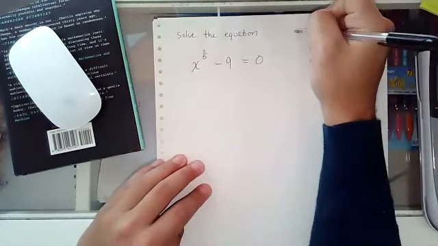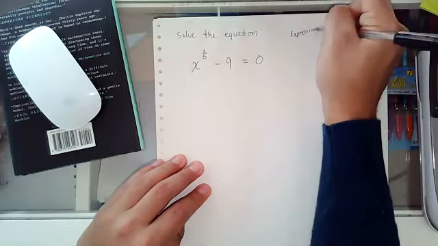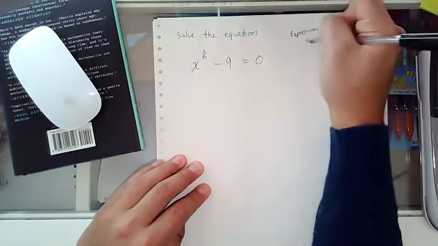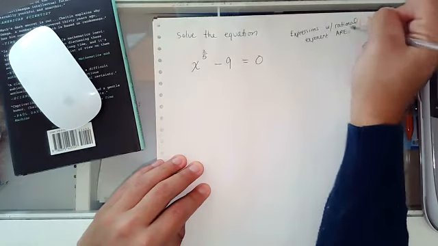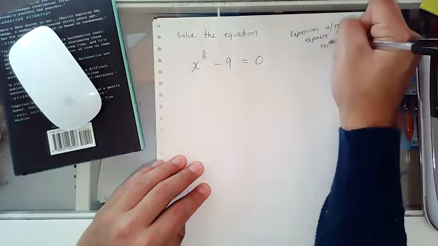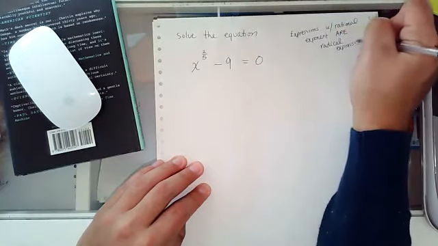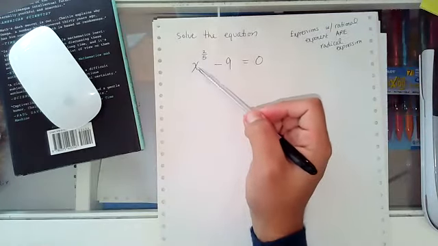Okay, well, expressions with rational exponents are the same thing as radical expressions. They're just written in a different notation. So if we wanted to, we could rewrite this as a radical expression.